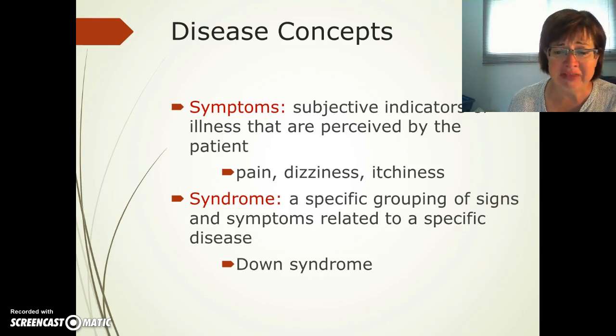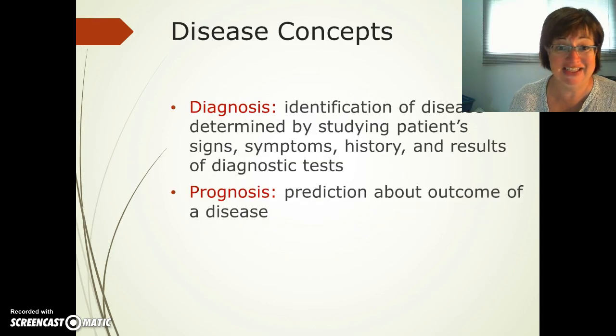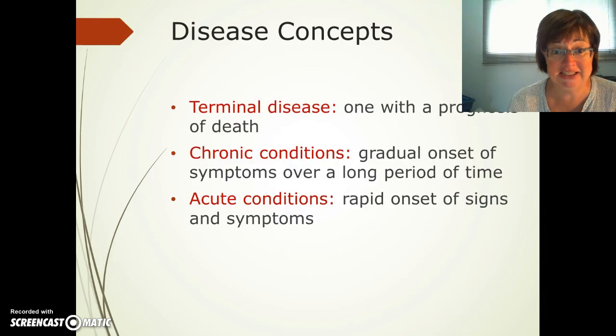And then there's often a definition of a syndrome. A syndrome is where you have signs and symptoms together, which make for a specific disease. Then the disease will be diagnosed, and you will determine from the signs and the symptoms and the history, and usually the tests, what disease it is. So you've identified it, you've diagnosed it. And then you give the person a prognosis, which is the predicted outcome of the disease.